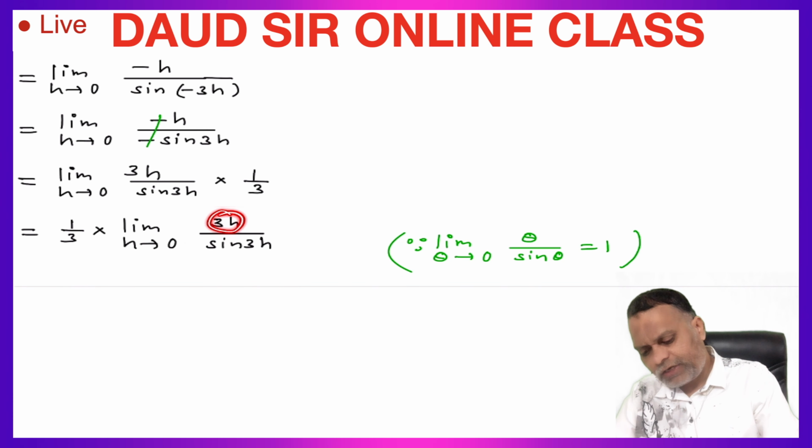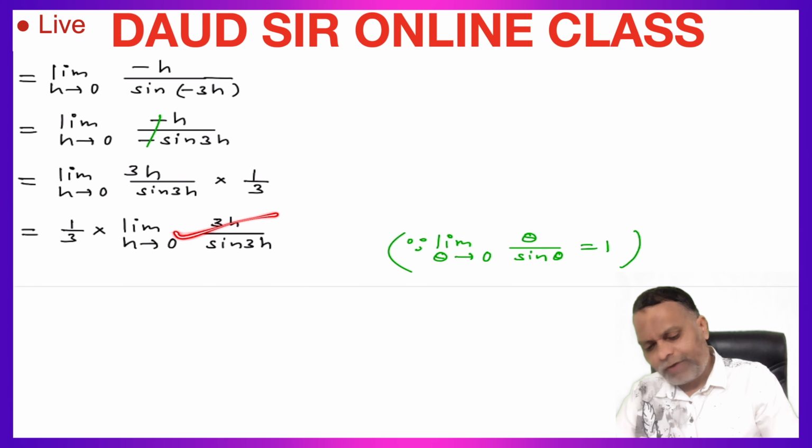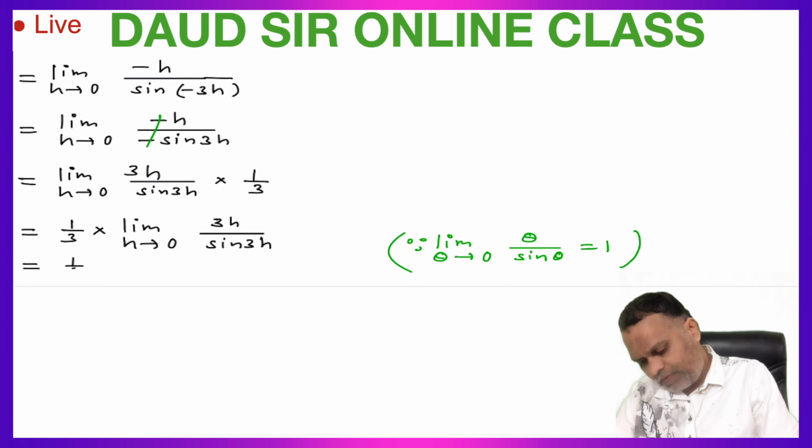Here theta is equal to 3h, here also 3h. If we put 3h here, then 3h tends to 0, which means h tends to 0. So this value will become 1, which is equal to 1 upon 3 into 1, that is 1 upon 3.